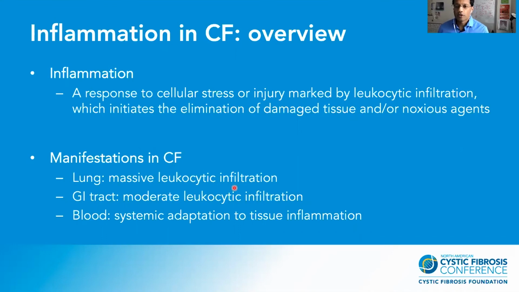By and large, even though CFTR is expressed throughout the body, the inflammatory manifestations of the disease are primarily in the lung, in the GI tract, and in the blood. And we're going to be talking primarily about the lung today, because this is where most of the action is.